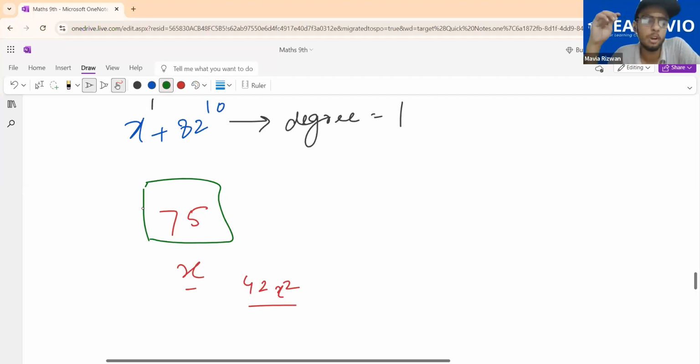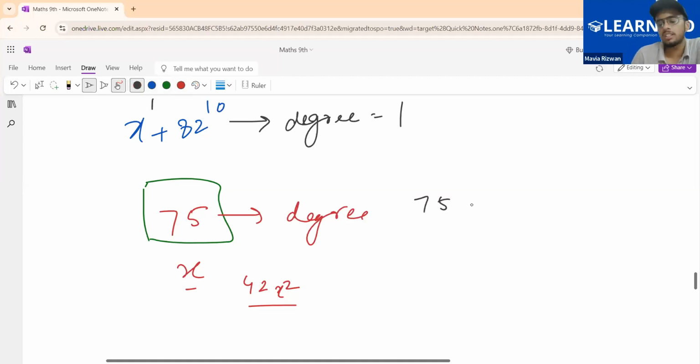Can you guess the degree of this polynomial? 5 cube. How did you come to 5 cube? 25 into 25 into 25. No, it's not like that. 125. See, the degree of this polynomial is actually 0. And what is the reason for that? I'll tell you.